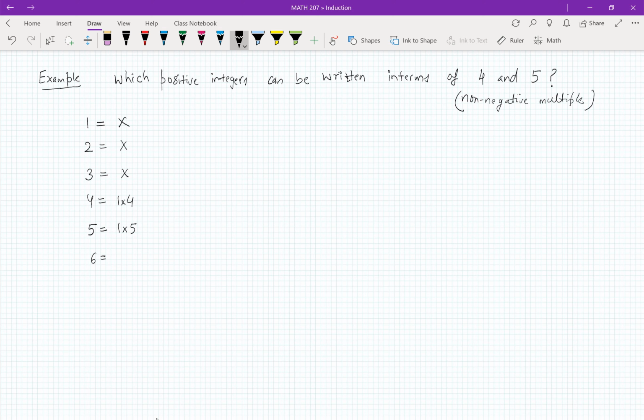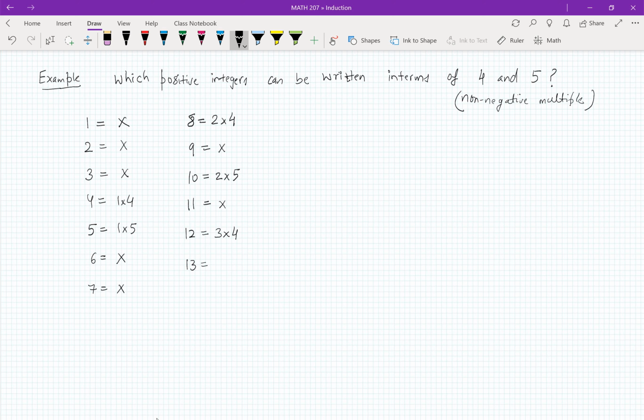6, we cannot represent 6. 7, we cannot represent 7. 8, we can write 8 as 2 times 4. 9, we cannot represent 9. 10, we can write 10 as 2 times 5. 11, we cannot represent 11. 12, we can represent 12 as 3 times 4.